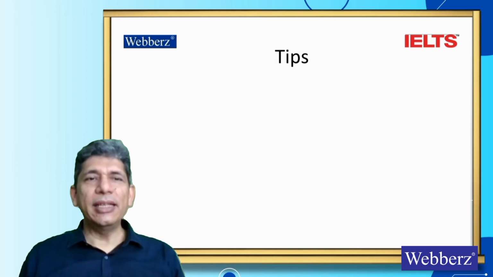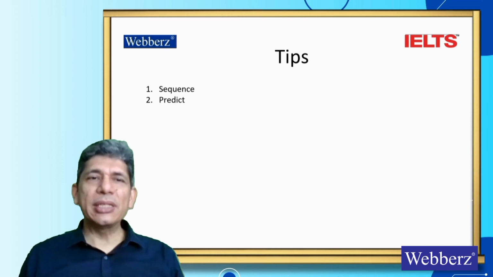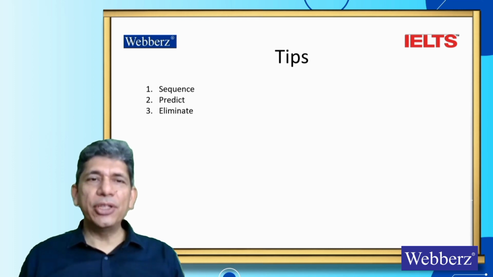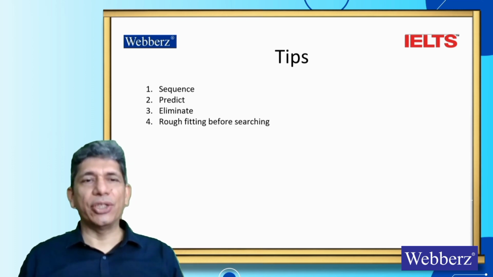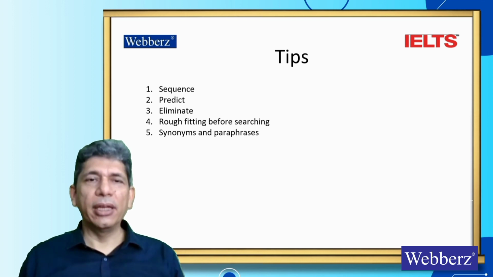Tips. These questions are sequential in nature. We can always predict what is the second half of the question. Try to eliminate the choices which you feel do not suit. Try to fit roughly before searching in the passage. Synonyms and paraphrases should never be forgotten. Remember one thing, IELTS is not a very simple paper where they're going to give you word picking. It is not possible for you to pick a word and fix it there.